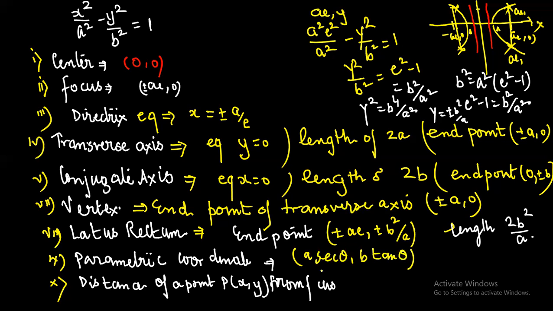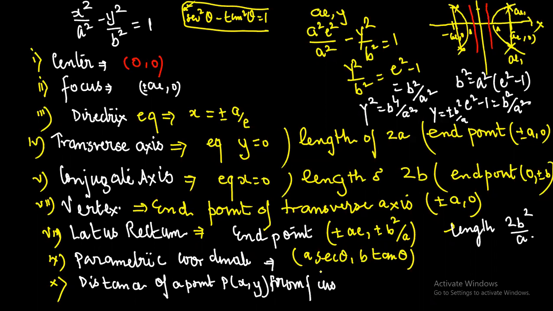If you satisfy this equation, a sec theta whole square upon a square minus b tan theta whole square divided by b square, it will come to 1. As sec square theta minus tan square theta is equal to 1, it means it is satisfying the equation. If you are not getting it, a square divided by a square gets cancelled.